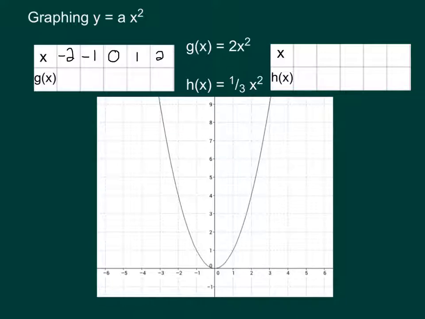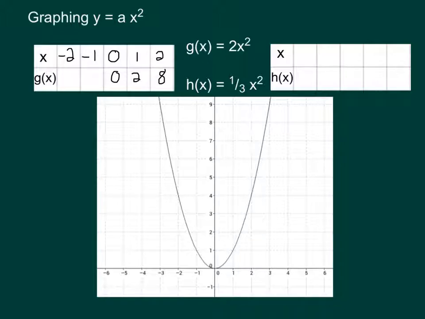Now I just plug in each of those into my function. When I plug in 0, I'm going to have 0 going in for x. So 0 squared is 0 times 2 is 0. So I have the point 0, 0. When I plug in 1, 1 squared is 1 times 2 is 2. And when I plug in 2, 2 squared is 4 times 2 is 8.